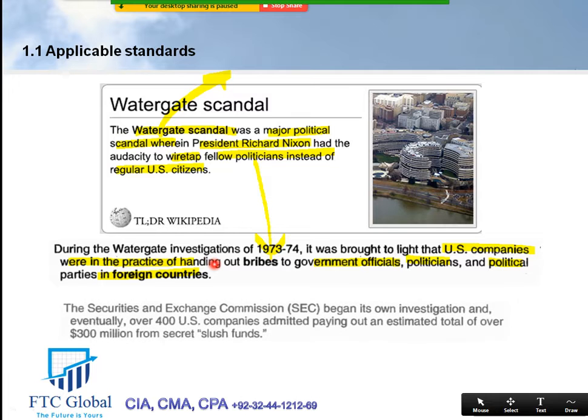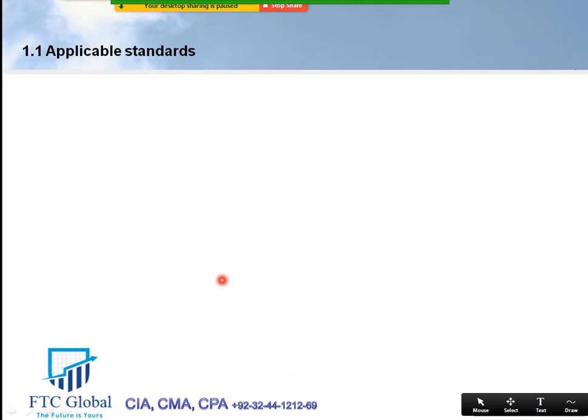The Securities and Exchange Commission then started an investigation, and over 400 US companies admitted. Imagine how many didn't admit. Over 400 US companies admitted to an estimated 300 million in secret slush funds which were used as bribes. 300 million in 1973 and 74 means billions of dollars now. And these are only the companies that admitted; there were many that didn't. So this law was promulgated because it was important to pass it, otherwise the confidence of foreign investors would have been shaken. This law, passed in 1977, had two sets of provisions.